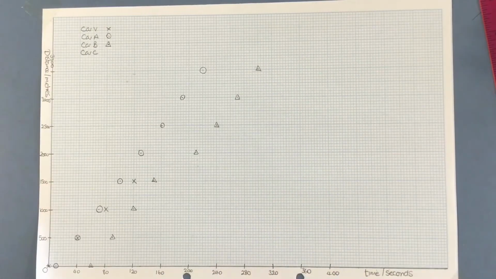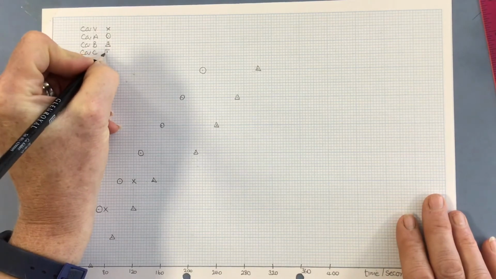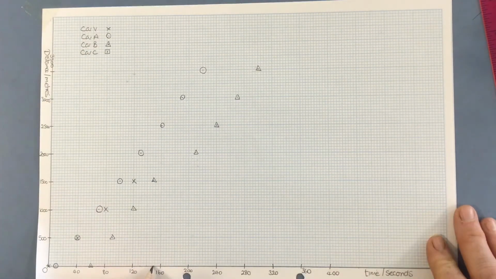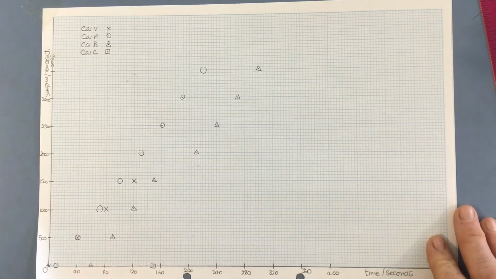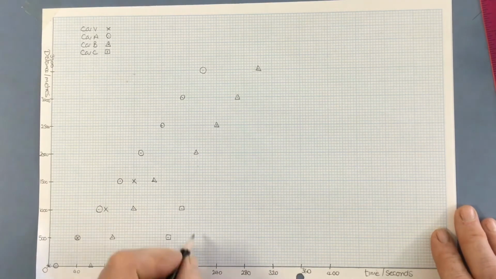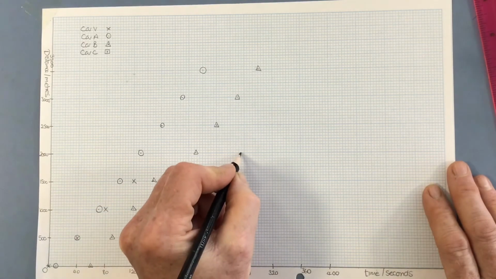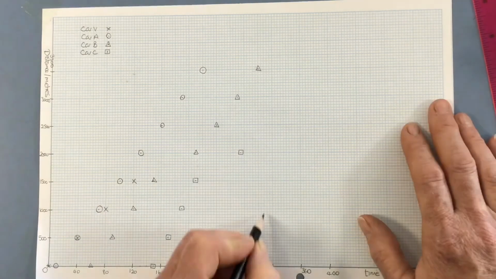Now finally, car C, we're going to do a dot with a square. 150 is here. Okay. There, which is there, which is here. Okay, just in front of 280. And there, and here.